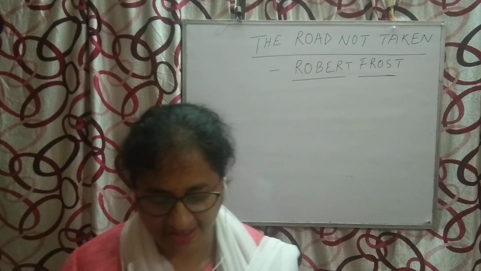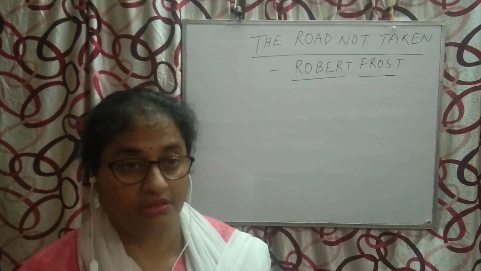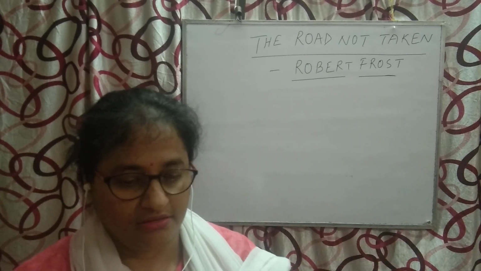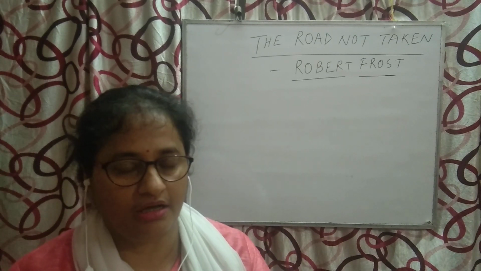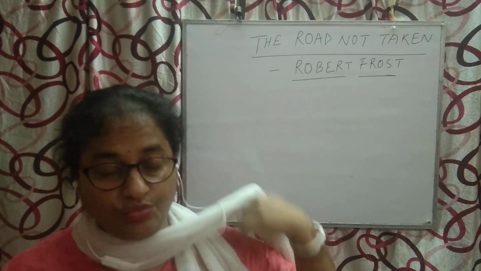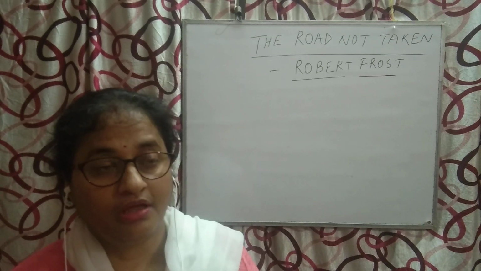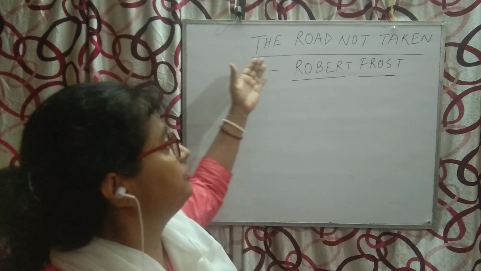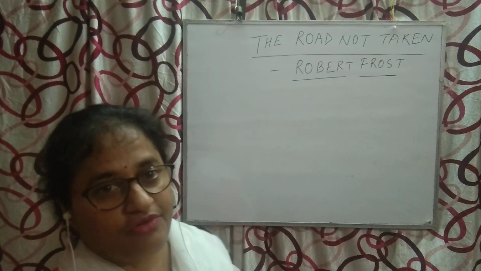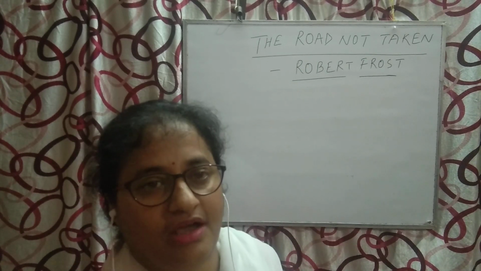In the first stanza we have seen that while walking on a road, the poet found 2 paths divided, and as he was a single traveler, he couldn't handle 2 paths, so he had to choose a single one. And as it is a metaphorical poem, he uses the road as a metaphor. Here the road symbolizes our life, the choices that we make in our life.